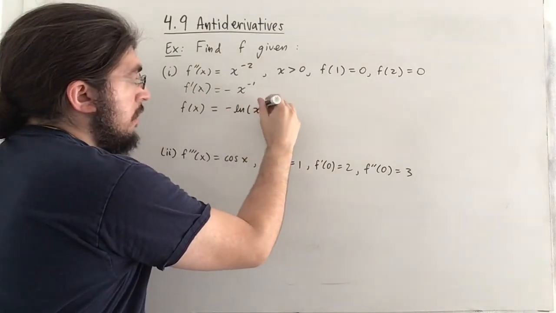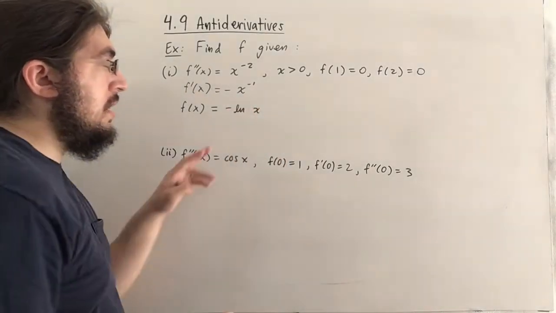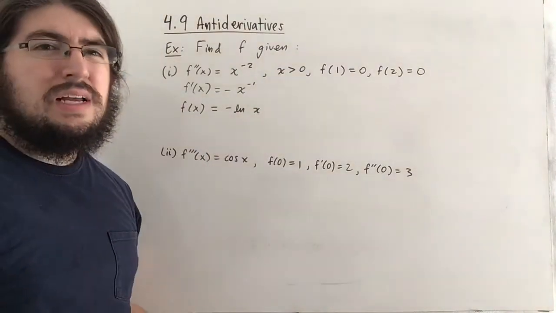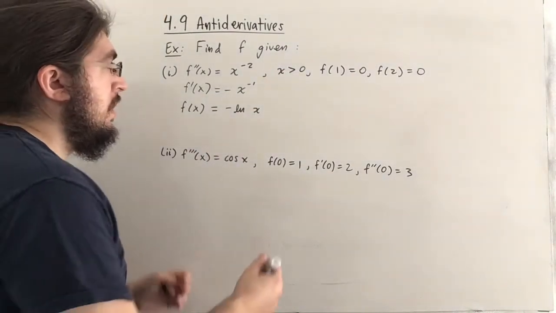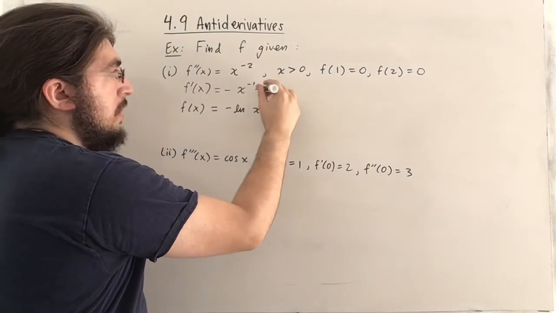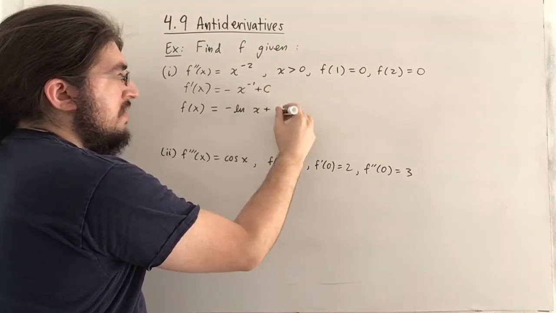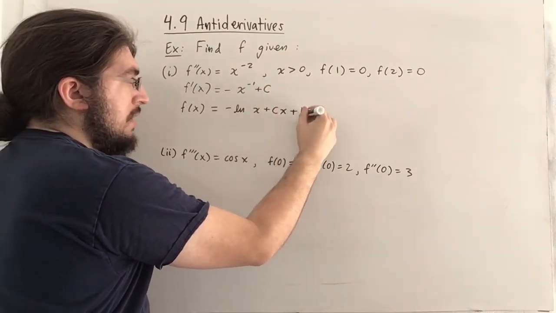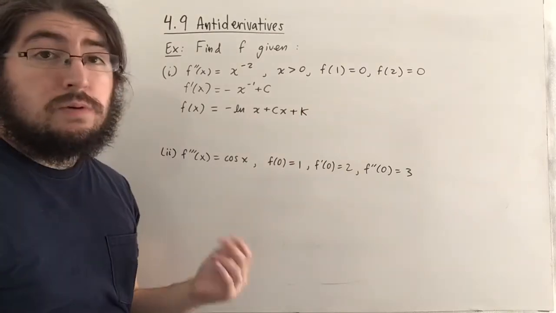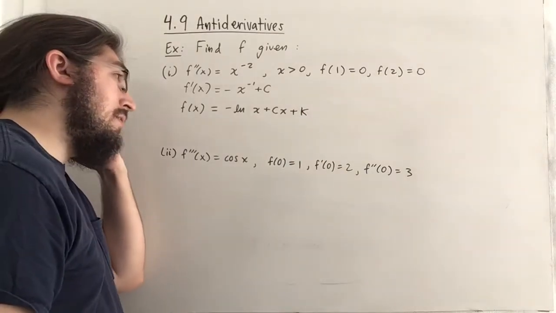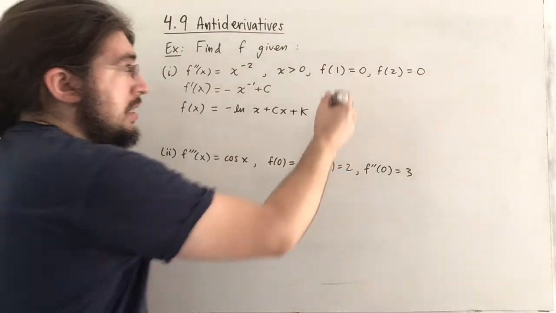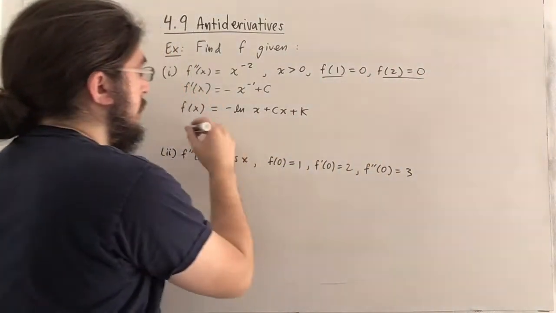But here I'm not going to write absolute values, and the reason being is that it's given that x is bigger than 0, so its absolute value is itself. Now, when you antiderive the first time, you get a plus c. When you antiderive the second time, that goes to cx, and you get a new constant like we did earlier, which we'll call k.